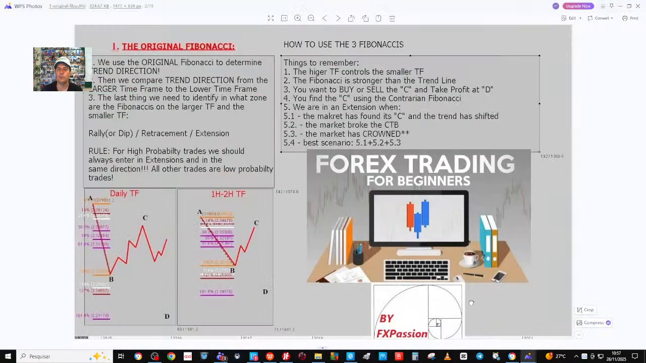Talking about trading. Things to remember: the higher time frame controls the small time frame, the Fibonacci is stronger than the trend line. You want to buy in an uptrend, you want to buy the C and take profit at the D. You find the C using the contrarian Fibonacci. You are in an extension. When the market has found the C, check. When the market breaks the counter trend line break, when the market has crowned.